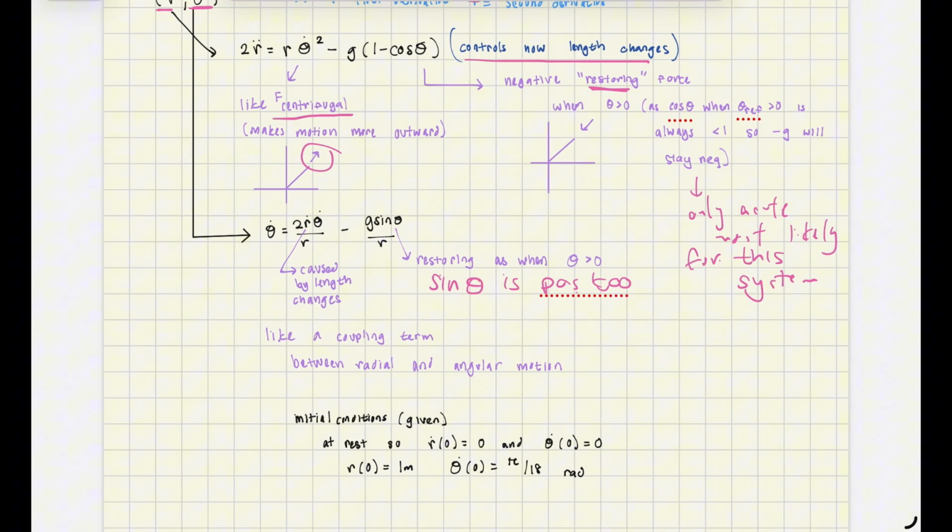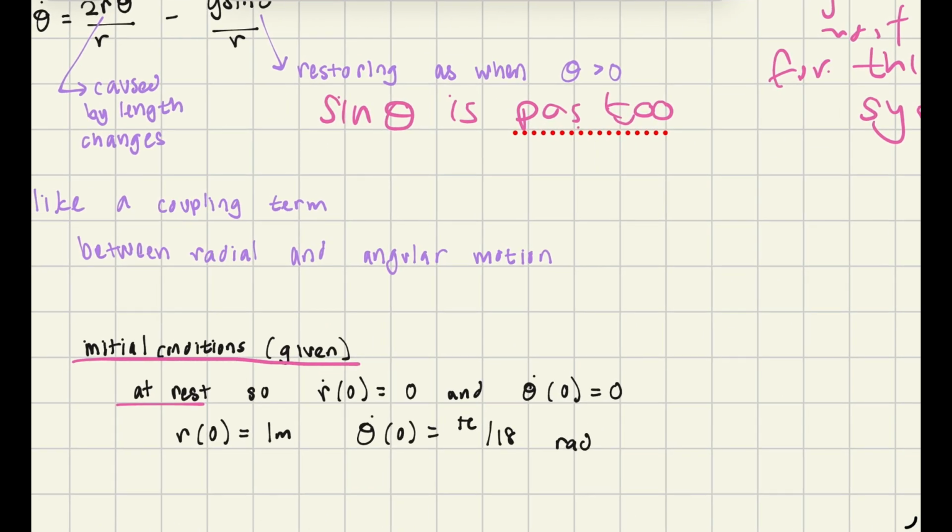So, just another reminder, the initial conditions are given, so it's at rest. So now let's think of that in terms of the equations. We have r prime of 0 is equal to 0, and theta prime of 0 is equal to 0. Then again, in terms of the equations, r of 0 is equal to 1 meter, and theta of 0 is equal to pi over 18 radians, or 10 degrees.